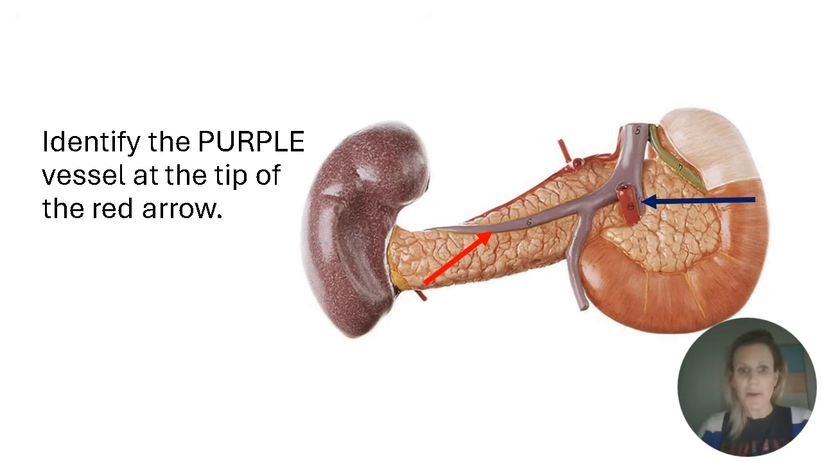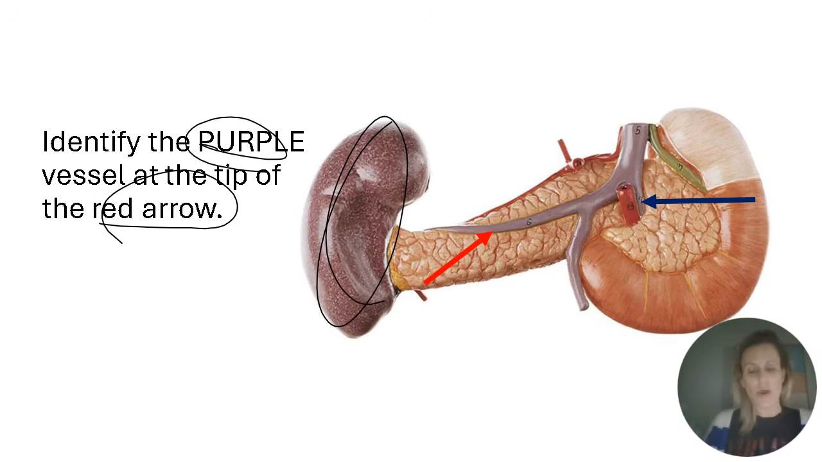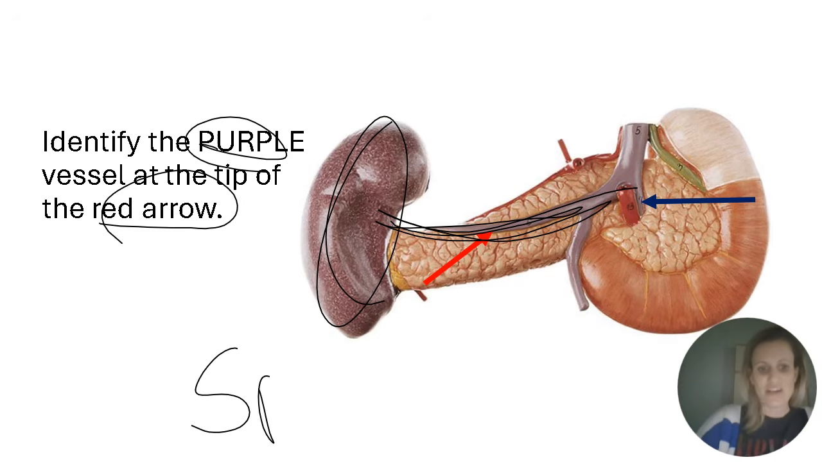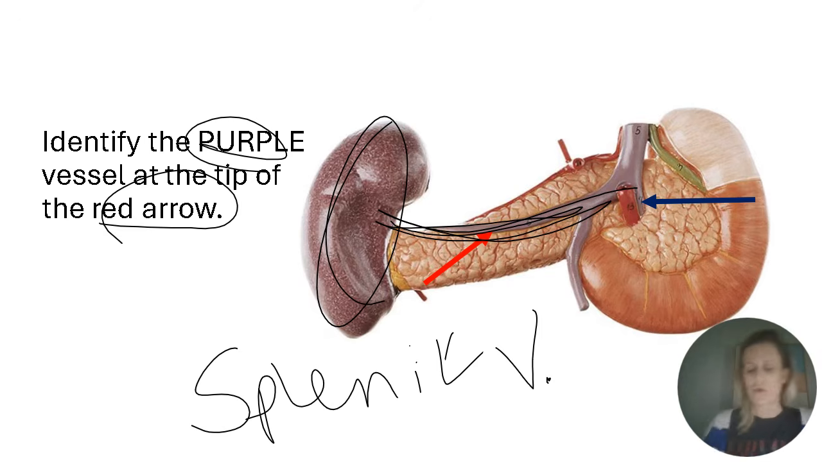Okay, we're back to this model where we're looking at portal circulation. So identify the purple vessel at the tip of the red arrow. Again, remember this is the spleen, and we always start with the splenic vein and we find how they merge from there. So this purple one coming from the spleen is the splenic vein. That's what we're asking for, so we don't need to go any further. Right? Splenic vein. We don't need to say left or right, it's just the one.